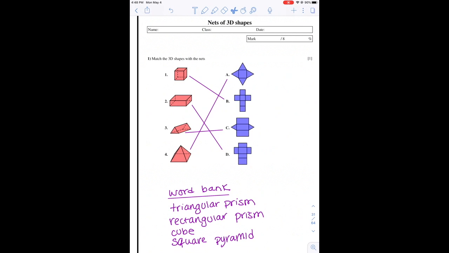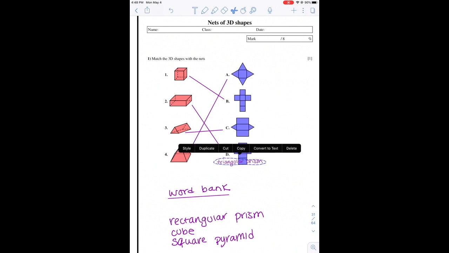Okay, hopefully you've had some time to think about that. The triangular prism is number 3. This guy right here. This is the triangular prism. Remember, a prism has 2 bases. Those are the 2 triangles. That's why it's called a triangular prism. And then because it's a prism, the rest of the sides are rectangles.